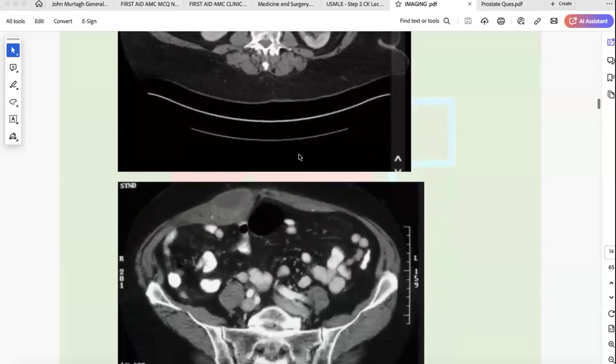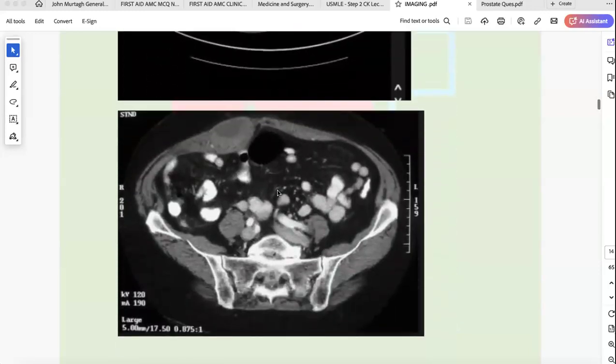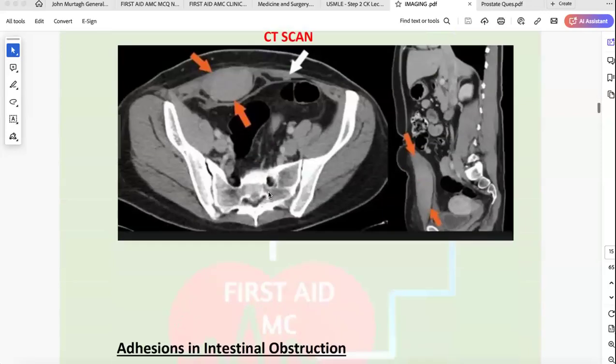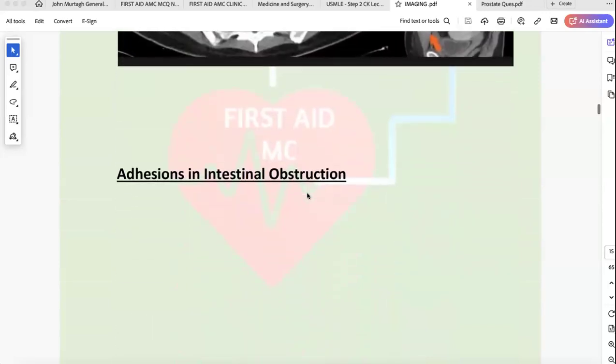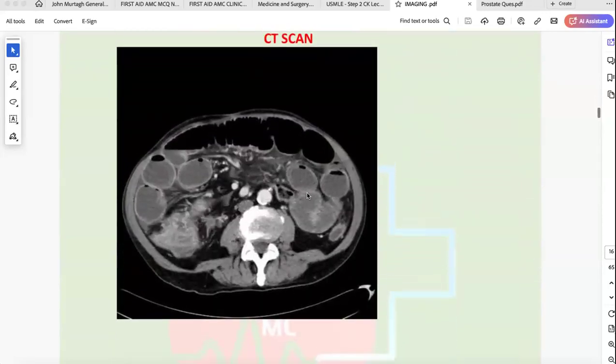Okay. So these are all rectus sheath hematoma, as you can see. Okay. And that's also a rectus sheath hematoma, very commonly given. So make sure you understand it if it is coming in your exam.